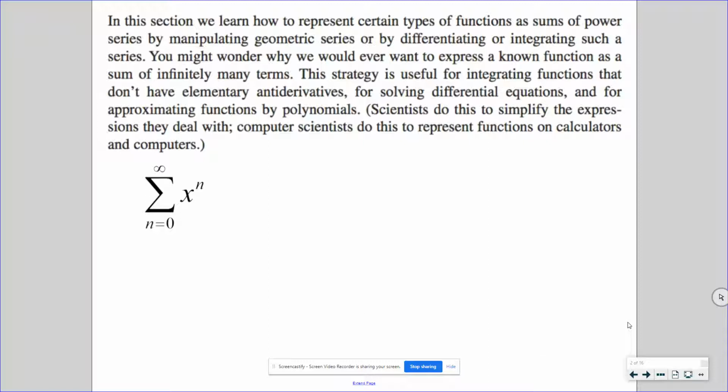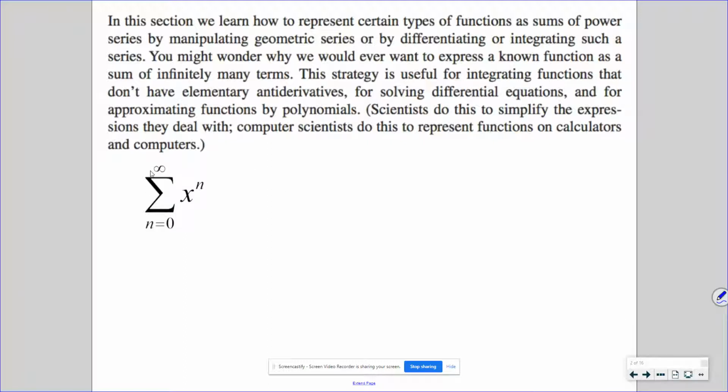Well, actually, a function written as a series makes it a little bit easier for calculators, computers, and those things to understand. Also, it helps you to integrate functions that don't have easy antiderivatives. It helps you solve differential equations. So there's actually a lot of application of this skill beyond what we're just going to learn today. So I want to point out a couple things to you, okay?